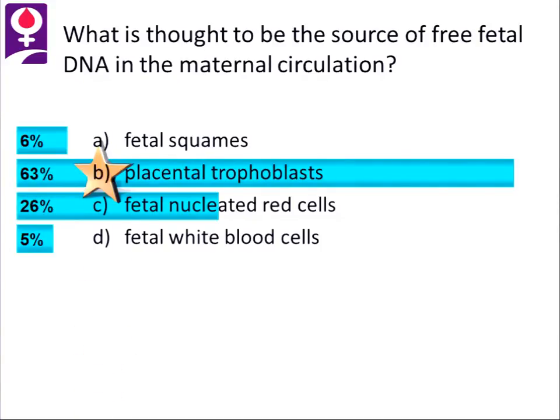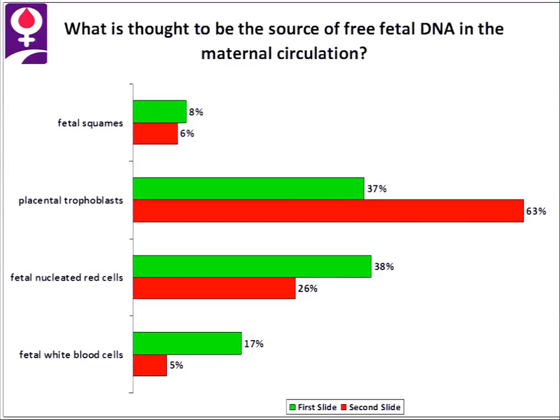Right, so it's placental trophoblasts. Remember, these go away very quickly. It's DNA. These trophoblasts break down through apoptosis. There are fetal nucleated red cells in the system, but they don't seem to be contributing. They're intact, and they don't seem to be the major source of the free DNA in the system. And so you did better on that one.